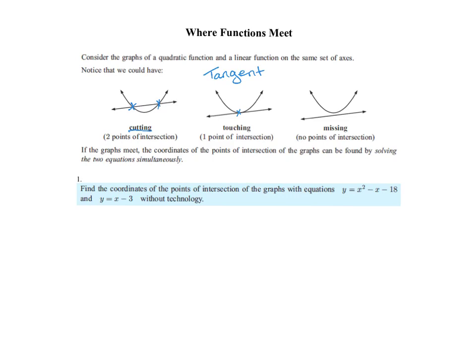And then the last possibility is if they just miss each other completely. In other words, the parabola and the line don't touch each other at all. Therefore, there are 0 points of intersection. Now we can find where the graphs meet by solving the two equations simultaneously. So we'll do that here.